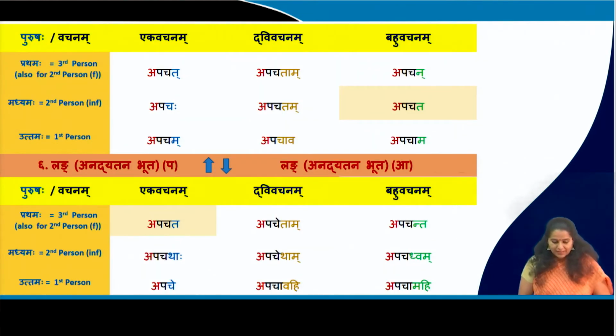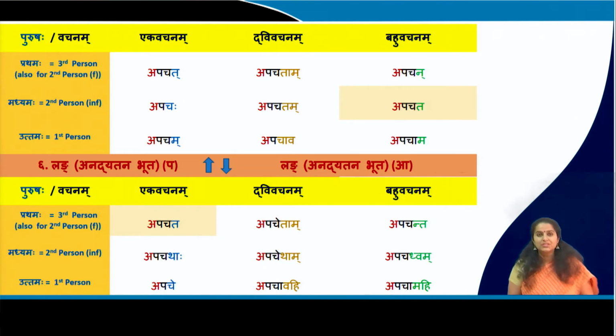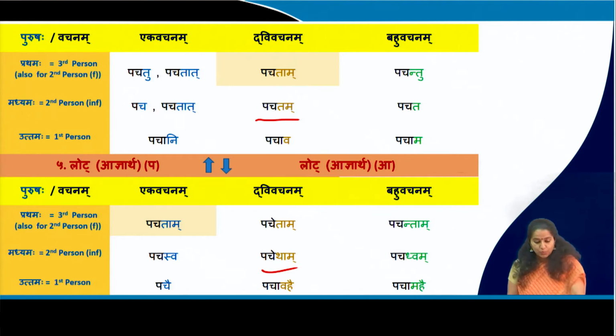Agre pashyama lang lakarasya tattu asti anadyatana bhuta iti etadapi kinchit parichitam eva asti. So this is also quite a familiar usage. Apachat, apachatam, apachan, apachaha, apachatam, apachata, apacham, apachava and apacham. I'd like to just draw your attention to the fact that this is close to the lot lakara. And why is it close there? If you just go back, you see pachatu, pachatam. So tam, tam, ta, pachani, pachava, pachama. Okay, pachatu and pachantu.